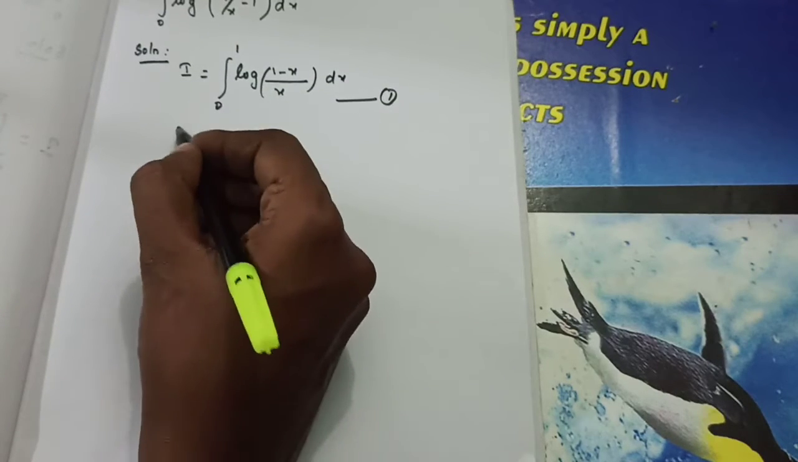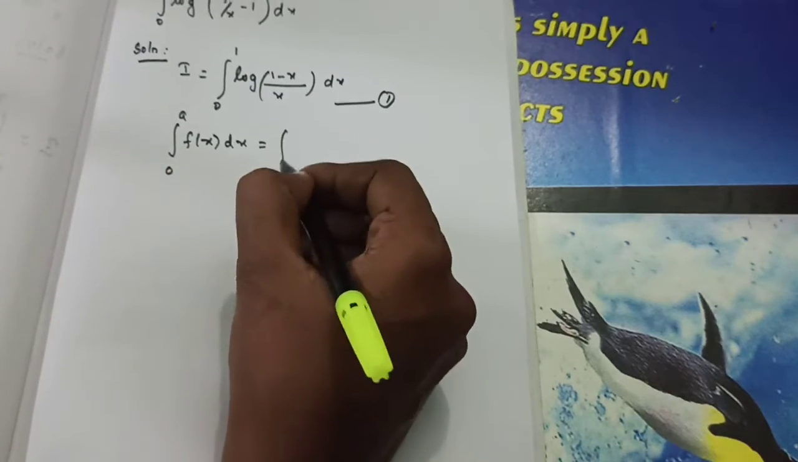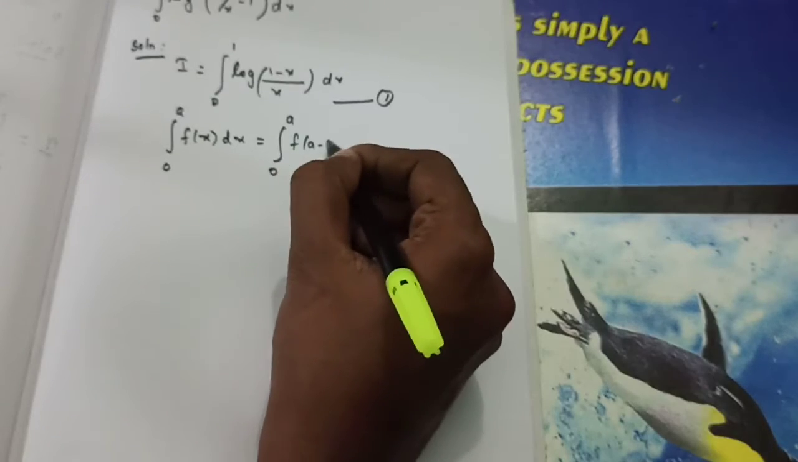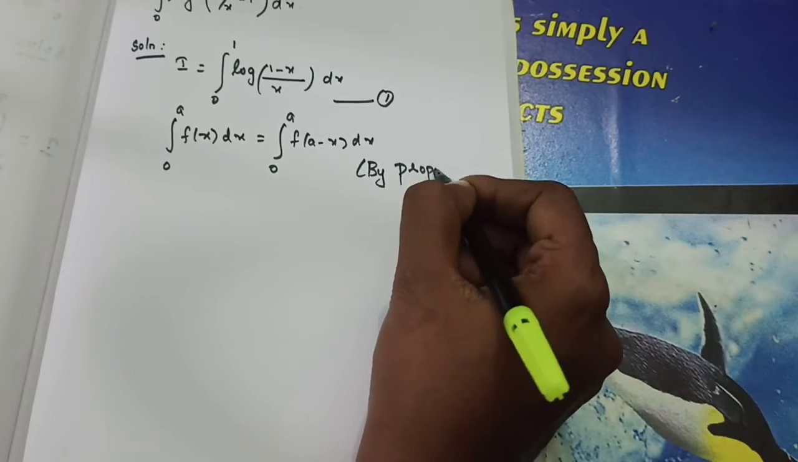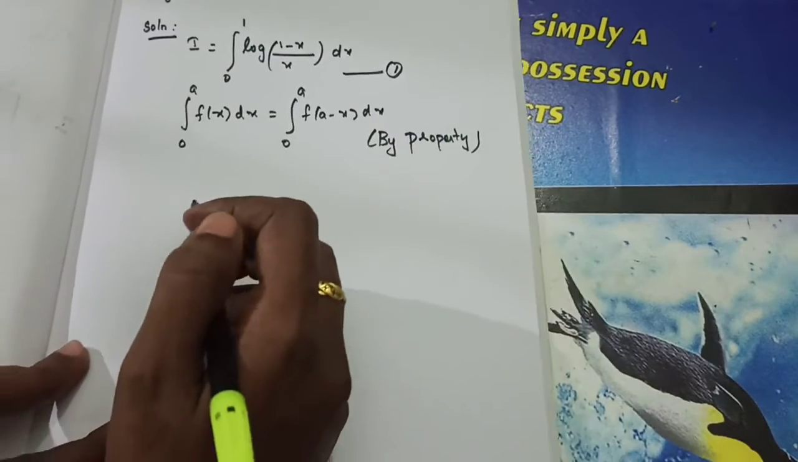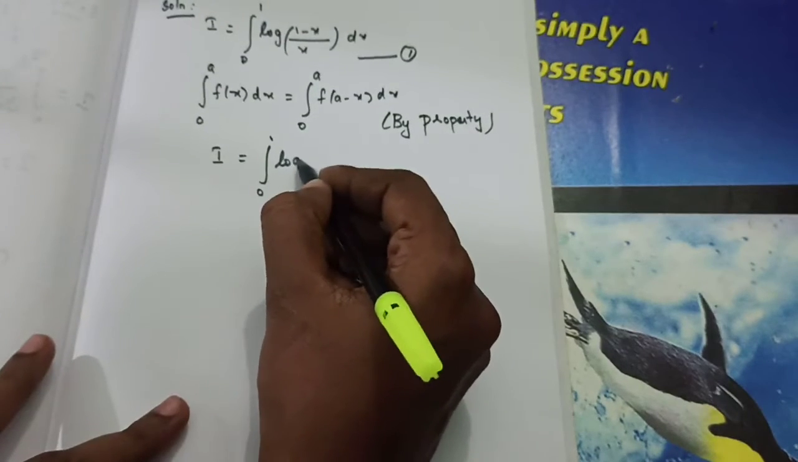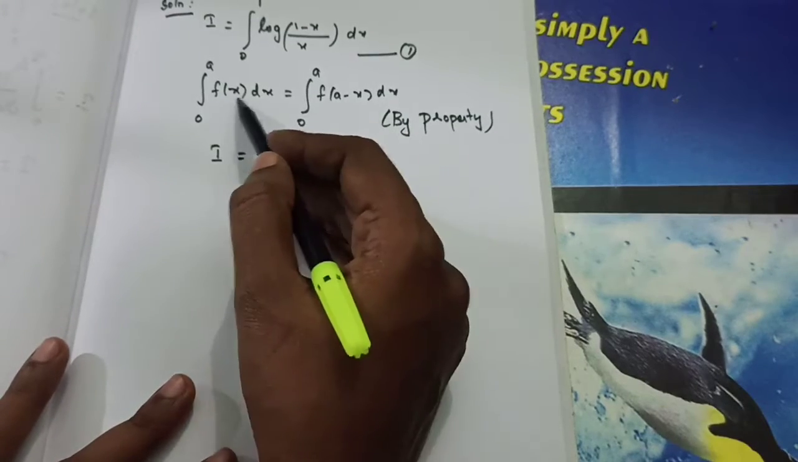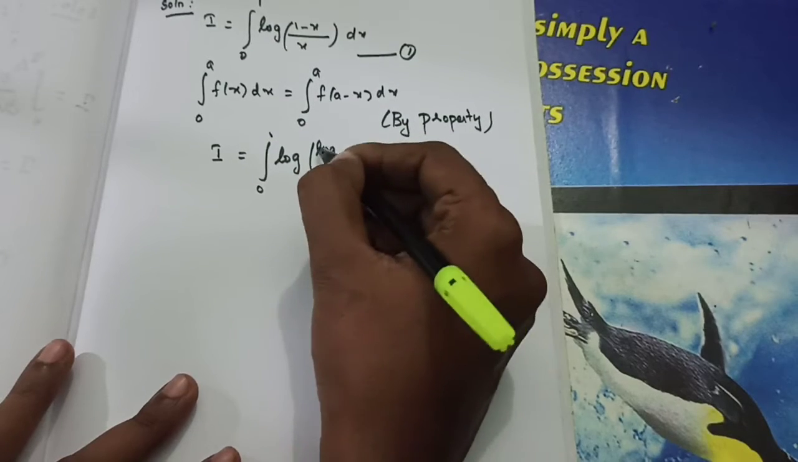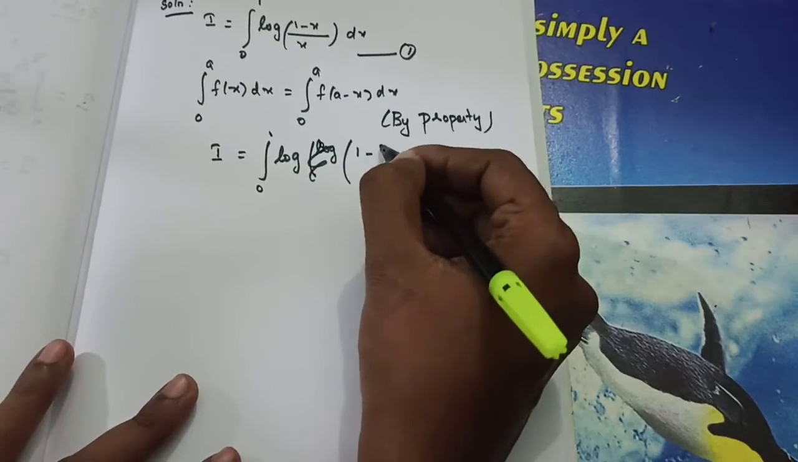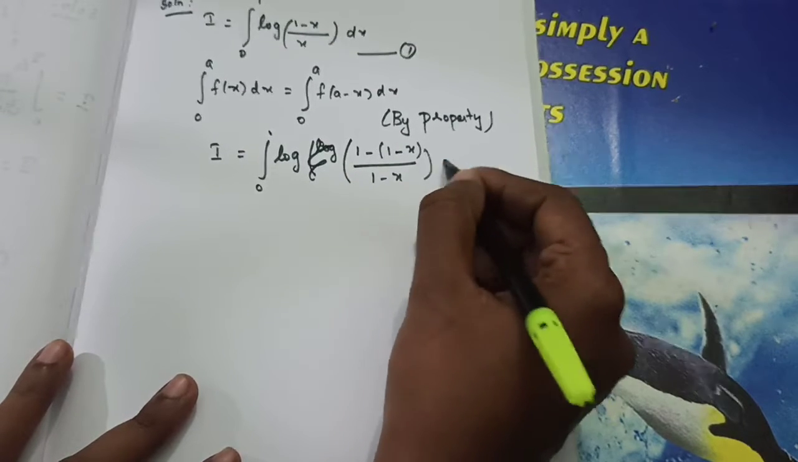So we will use property number 5, is it right? Integral 0 to a f of x dx is equal to integral of 0 to a f of (a minus x) dx. Okay, so this is by property. We will use this property. So what will happen? I is equal to integral of 0 to 1 log of, in the place of x you need to substitute a minus x. Here a is 1, is it right? So 1 minus x you need to substitute, that is log of (1 minus (1 minus x)) divided by (1 minus x) dx, correct?